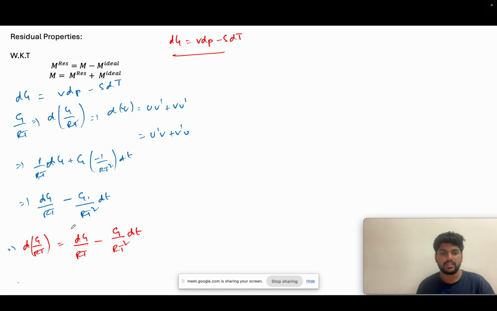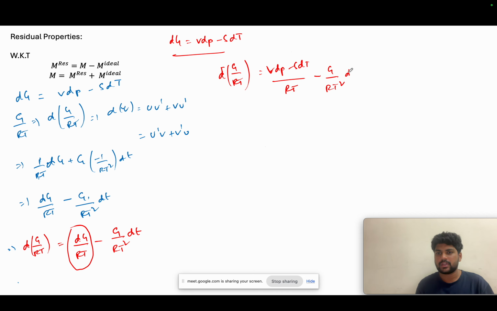Now I will apply this here. So now it will become d of g by RT. If you see, what we are doing is working with a dimensionless number. So it will be v dP minus s dT divided by RT, minus g by RT square dT. We also know this. So here we are using three formulas: dg equal to v dP minus s dT, g equal to h minus Ts, and g by RT as the dimensionless number.